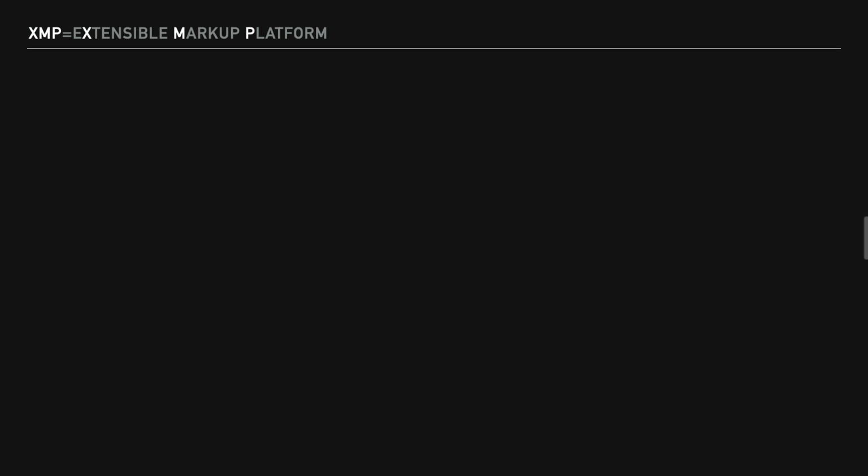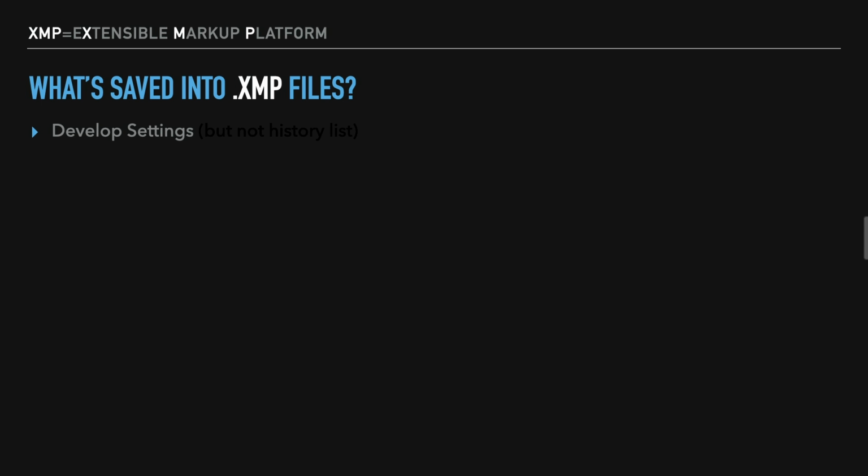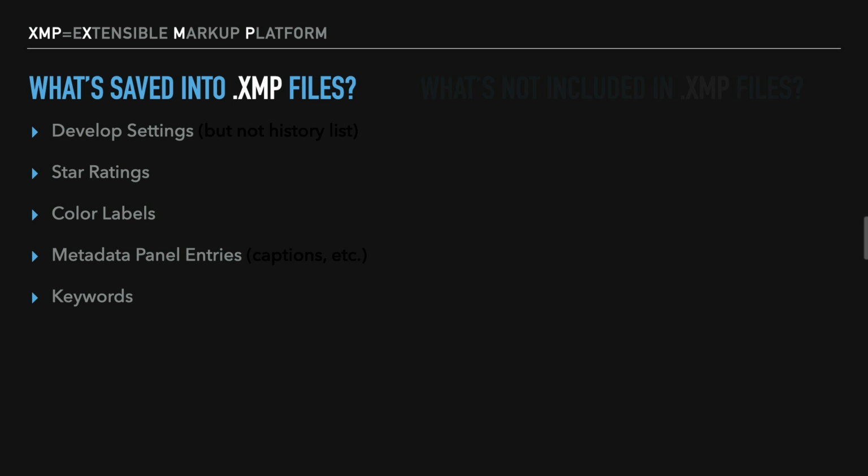First, a quick review. XMP stands for Extendable Markup Platform. And here's what's included inside of an XMP file. I'll show you how to create them in a moment, but when you're in Lightroom and you save an XMP file, it has all your develop settings that you've applied to your images in the Develop module. It has star ratings, it has color labels, it has anything you've done in the Metadata panel, like if you added a caption to your image, and also any keywords that you've applied. All that stuff gets saved in the same folder as your original image.